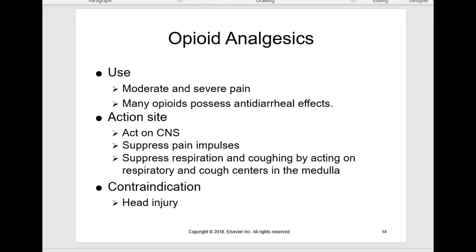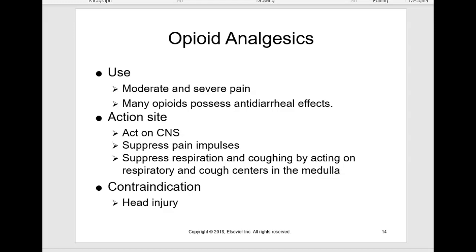Opioid analgesics are used to treat moderate to severe pain. Many opioids possess antidiarrheal effects. They may also be used as antitussives, anti-cough medications.